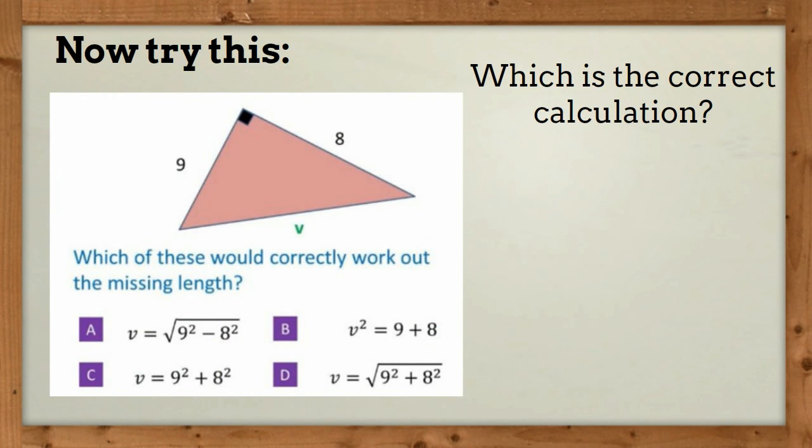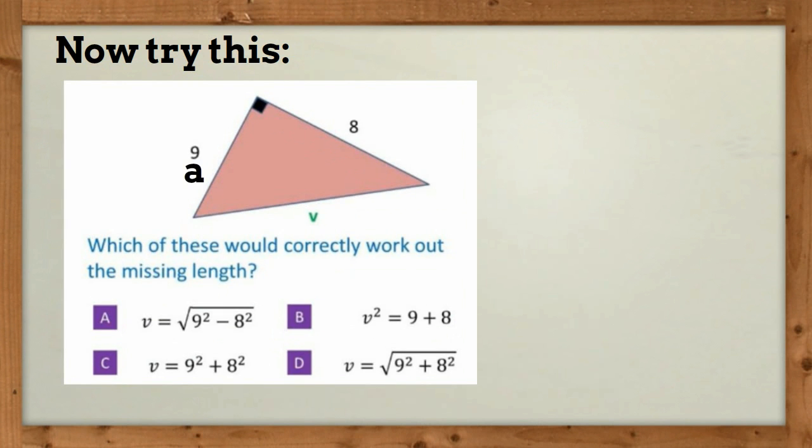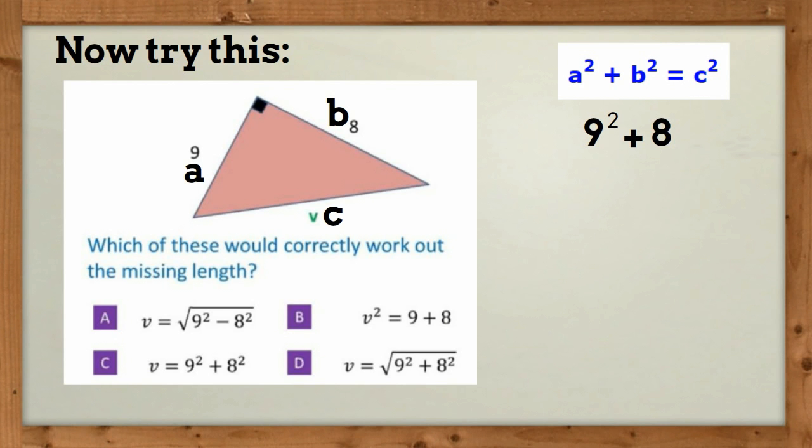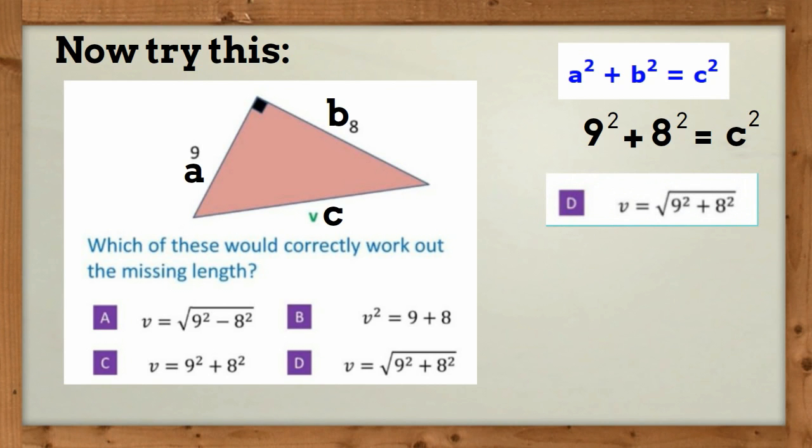Now try this, which is the correct calculation. Pause the video if you need to. Start off labelling the sides A, B and C and substitute the values into the equation. Make sure you know which is the hypotenuse. Then find the square root of your solution because we want v and not v squared.